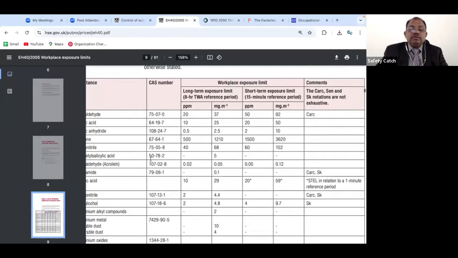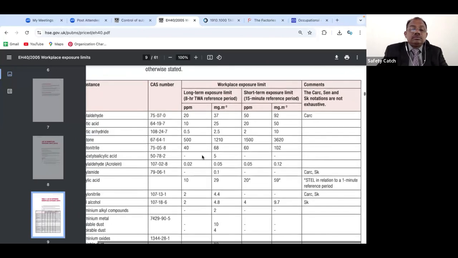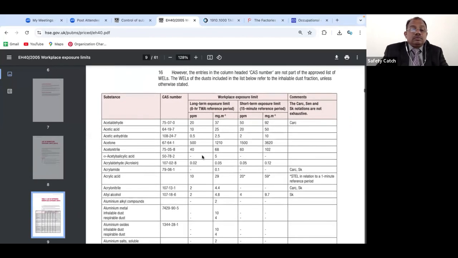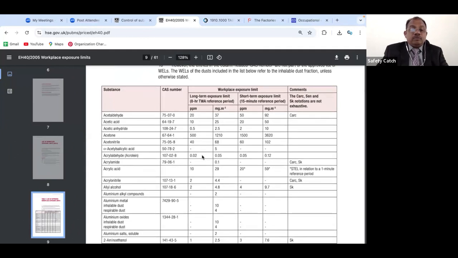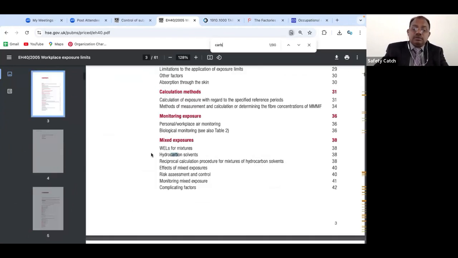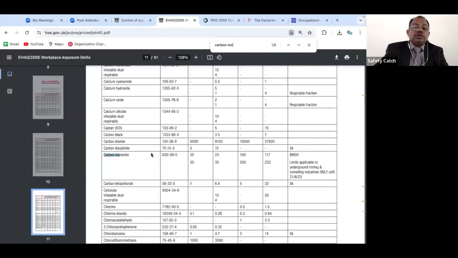So this is the table. Suppose we take a common chemical, carbon monoxide, and you want to see what the TWA for carbon monoxide is. You go alphabetically, or you can do Control F and search for carbon monoxide. It will come immediately, see, carbon monoxide. So now you can see here.